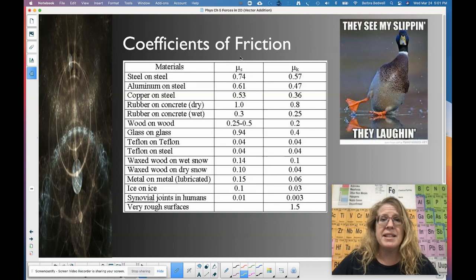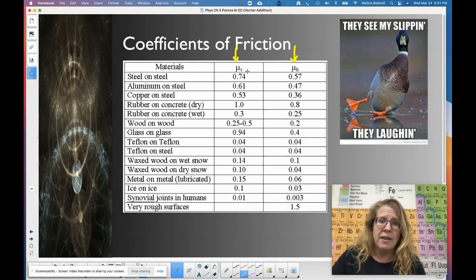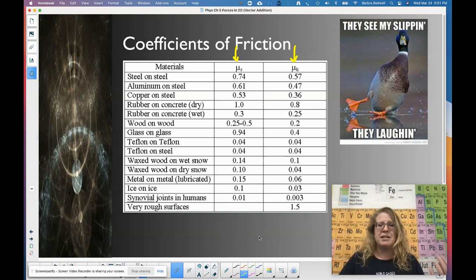Again, take in mind that the static friction force, this first column, versus the kinetic friction force, the coefficient of friction is always greater for the static condition than it is for the kinetic condition. In other words, it's harder to get something moving than it is to keep it moving. Once it's sliding, it's easier to keep it sliding. So again, you can take a look just at some ideas of the values.